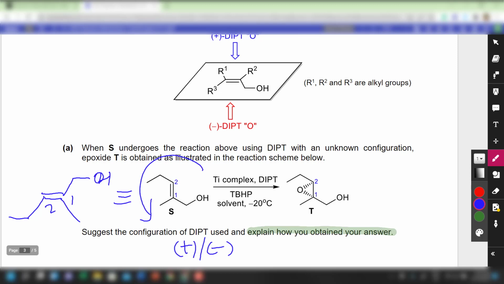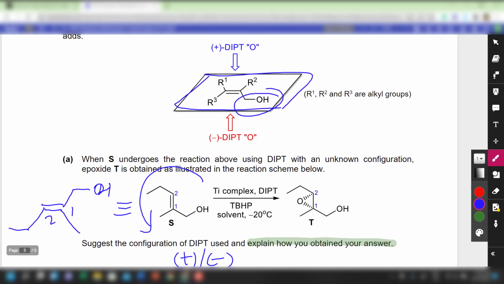But you'll notice that if I compare the structure I've drawn in blue and the diagram above, it doesn't fit, because I need to fit the CH2OH into this particular side. So I need to fit it into this side, in order for me to predict the catalyst with the correct configuration.